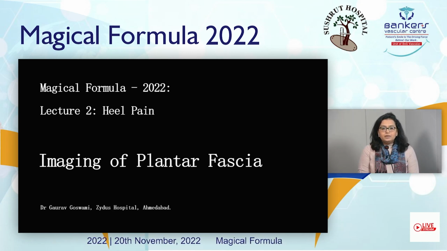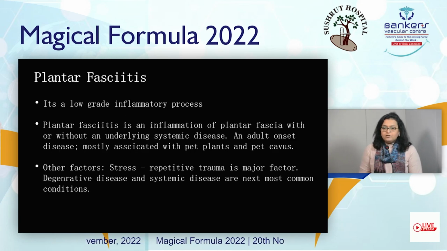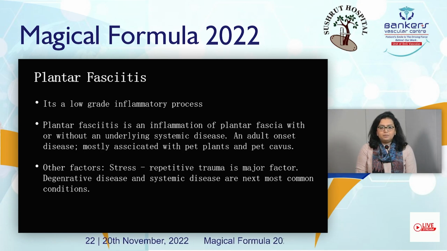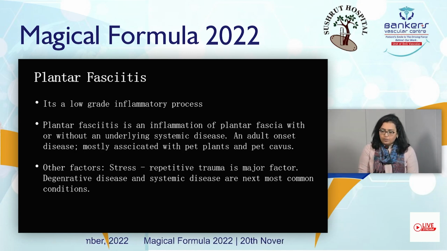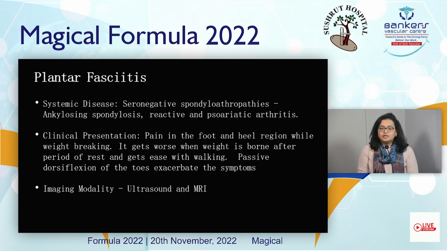I'm going to talk on imaging of plantar fascia. So plantar fasciitis is a low-grade inflammatory process involving the plantar fascia, wherein it can be de novo or it can be due to an underlying systemic disease. And in adults, it may be associated with pes planus or cavus. Other features which are responsible for it are stress due to repetitive trauma or degenerative disease or associated systemic diseases. So the systemic diseases associated with plantar fasciitis are seronegative spondyloarthropathy, like ankylosing spondylitis, reactive and psoriatic arthritis.